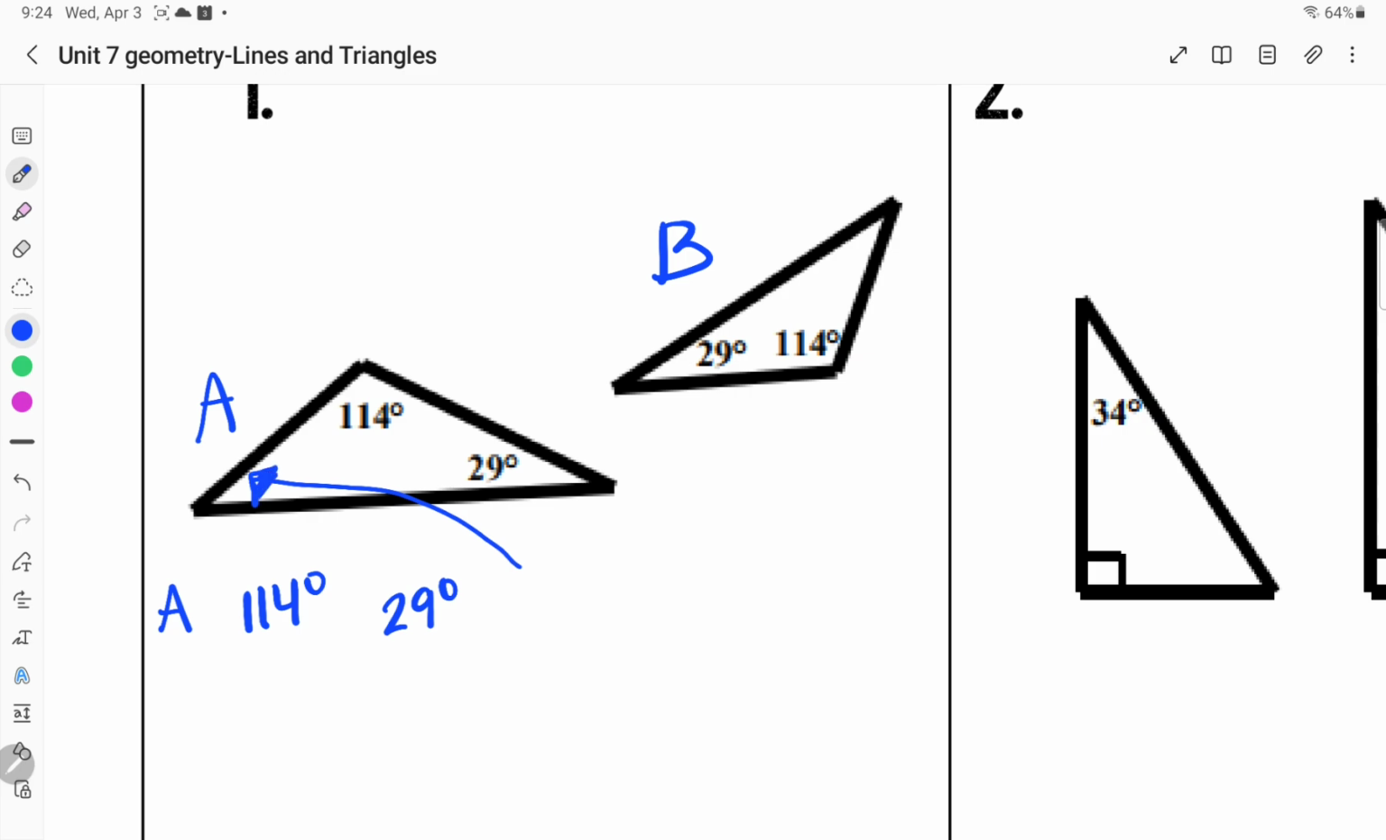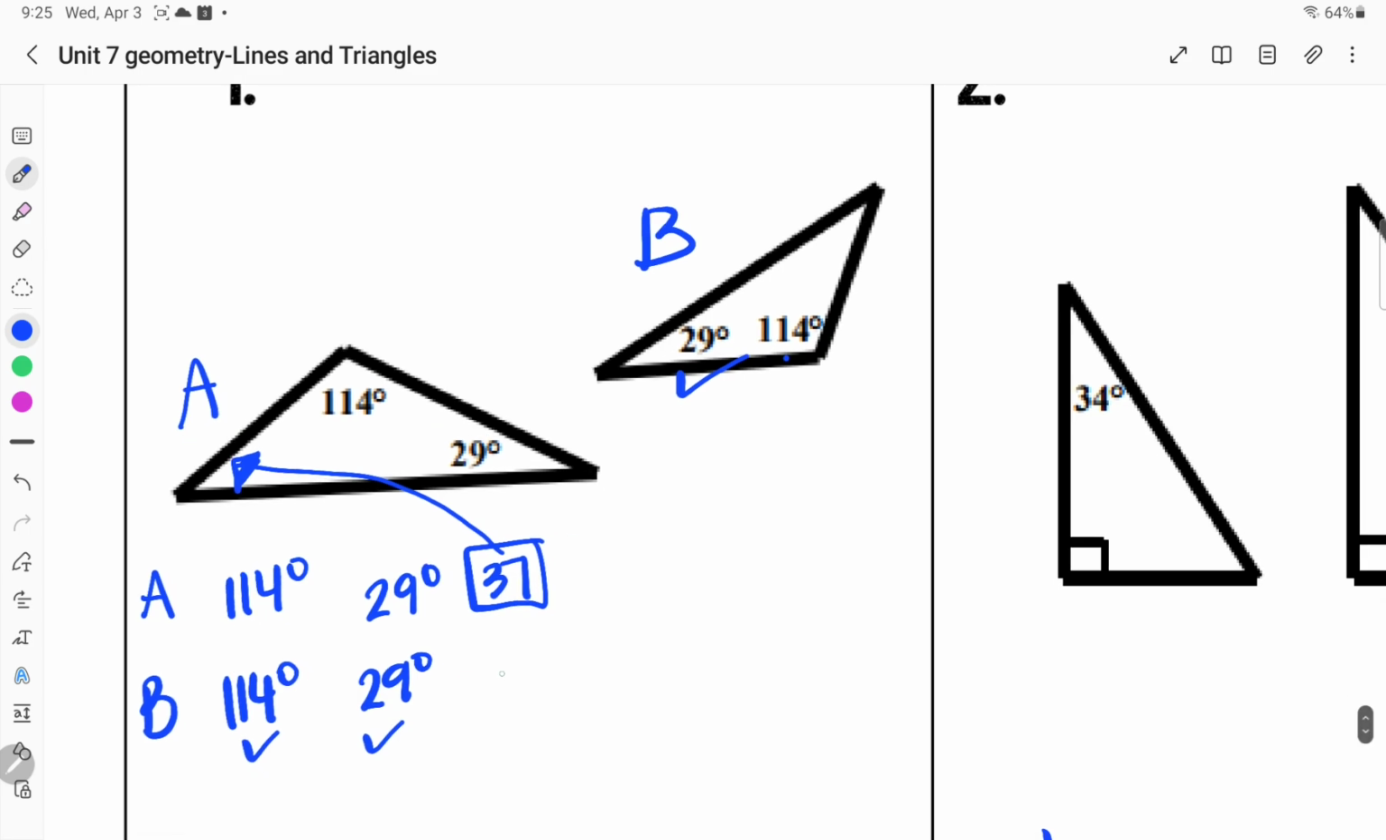So I'm going to do 180, because all the angles in a triangle should add up to 180, minus 114, minus the 29, which leaves me with 37. So that angle is 37. Now that I found that one, I have 114 degrees for that one. Okay, so that one's true. I also have a 29 degrees, which means that one's true. And then if these two are the same, that automatically leaves this one as 37 degrees as well.